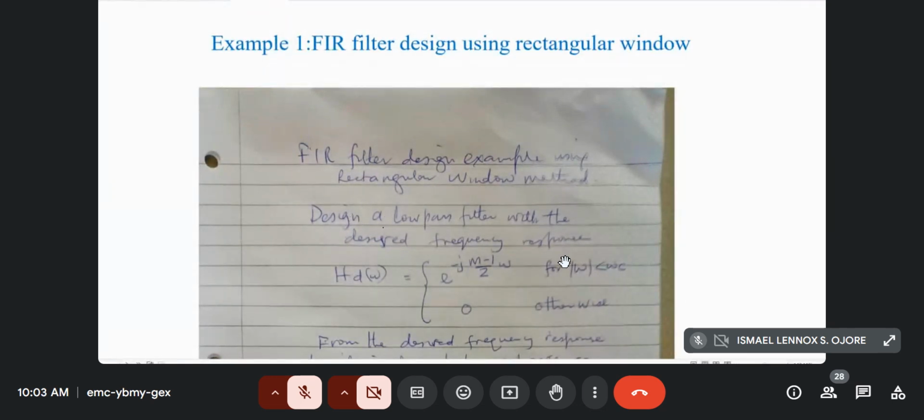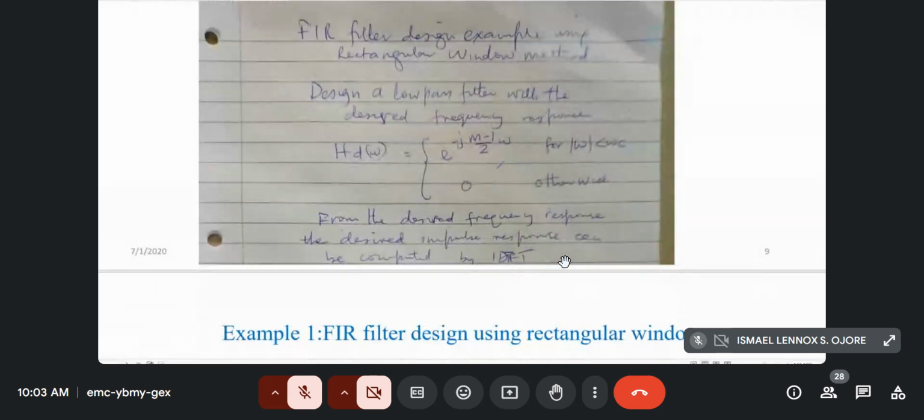You have been asked to design a low pass filter with the desired frequency response. So you're given H_d(omega) equal to e to the minus j (M minus 1) omega, for omega less than omega c.